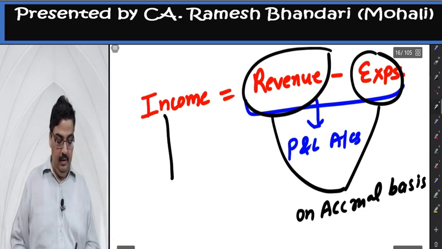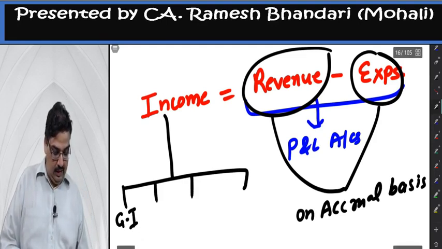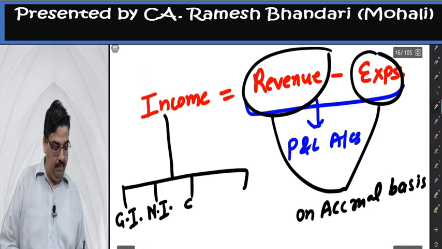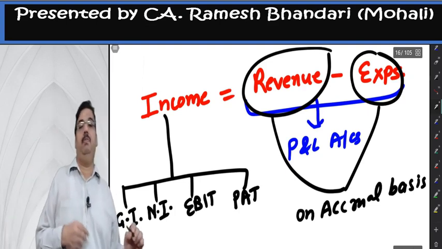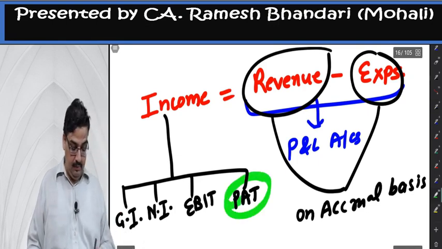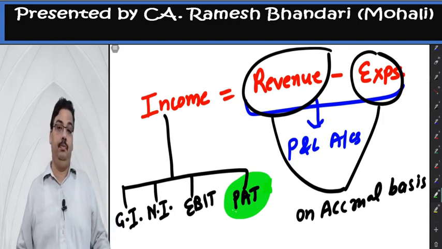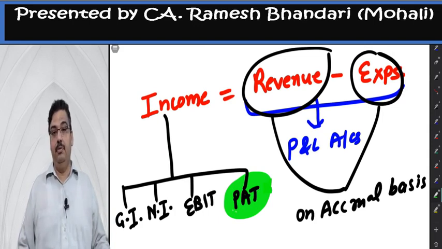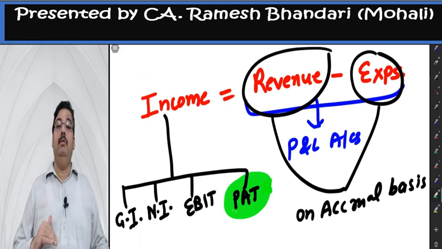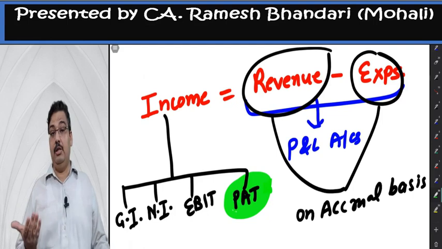Income will have many different meanings. Gross income, net income, EBIT, profit after tax, profit before tax, many meanings can come. Now by default, most of the times, income represents profit after tax but before any appropriation. Before any appropriation. We have concept of above the line, below the line. All appropriations come below the line. All charging of expense comes above the line.